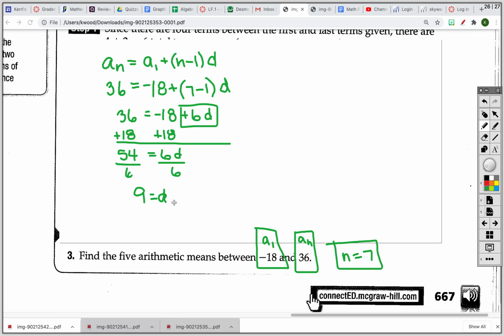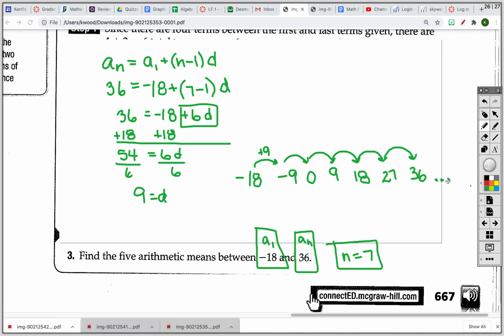So what does that mean? That means that we're going to add 9 to each one of our terms. So we're going to take -18 and we're going to add 9. That gives you -9. Add 9. That gives you 0. Add 9. That gives you 9. Add 9. It gives you 18. Add 9. It gives you 27. Add 9. It gives you 36. And it will continue on forever and ever. But the arithmetic means are -9, 0, 9, 18, and 27.